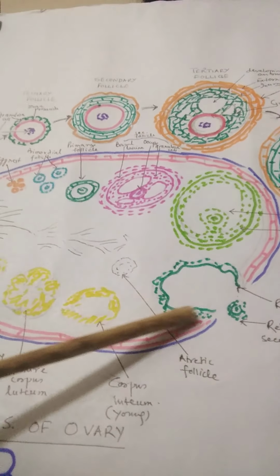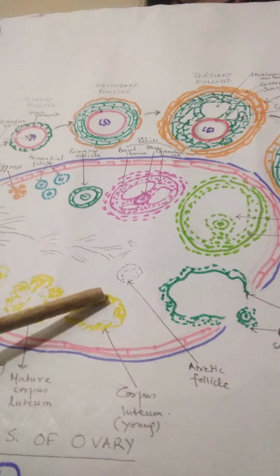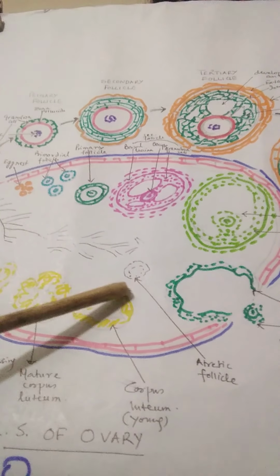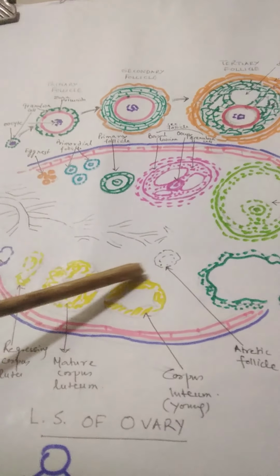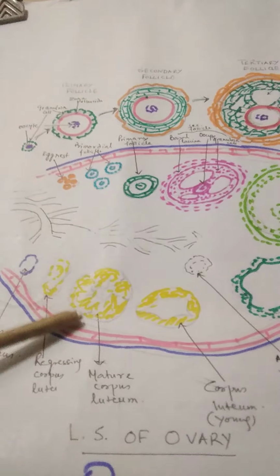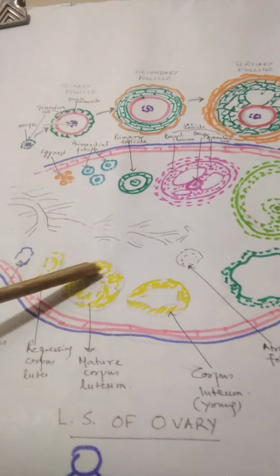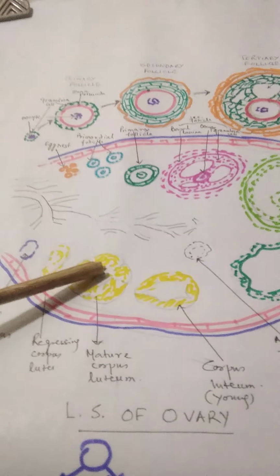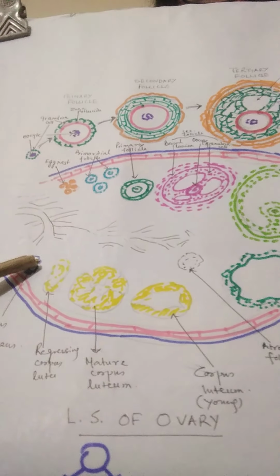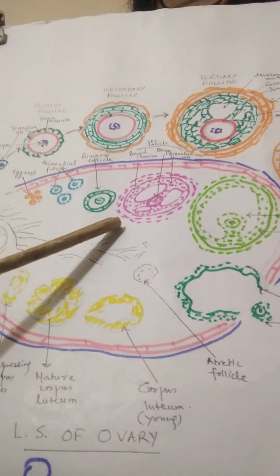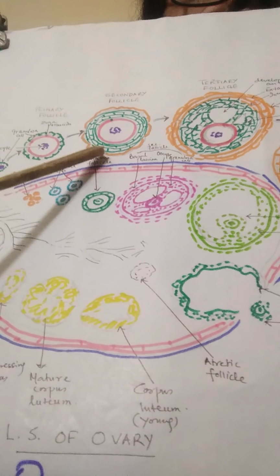But the ruptured Graafian follicle releases a yellow pigment, carotenoid pigment, which is lutein, and forms the corpus luteum. The corpus luteum now enlarges, forms the mature corpus luteum and secretes progesterone. If there is fertilization, it is maintained, but if there is no fertilization, it gradually degenerates and finally forms corpus albicans. The ovary also releases another hormone, estrogen, which is secreted from the granulosa cells.